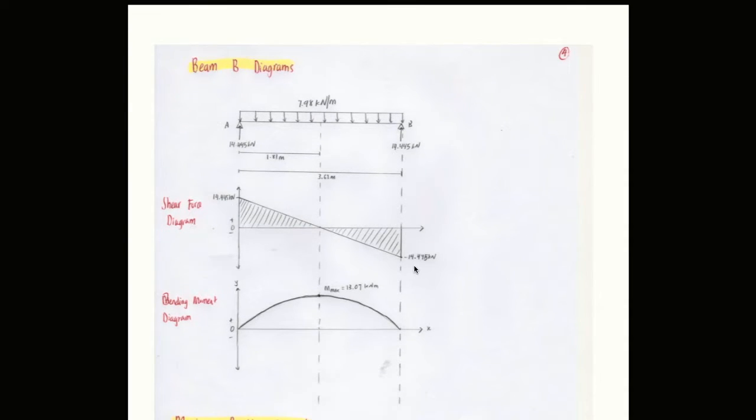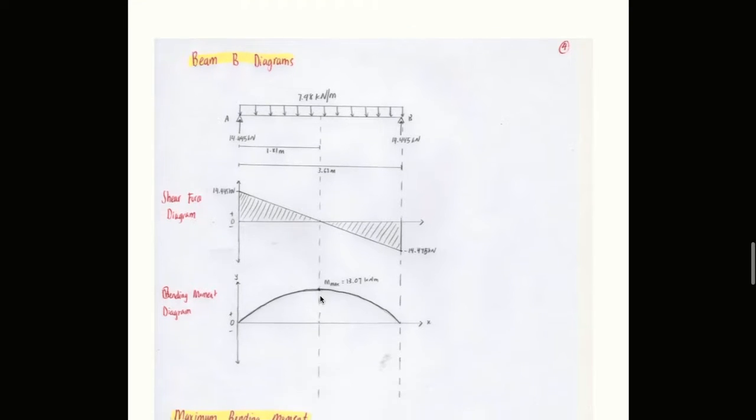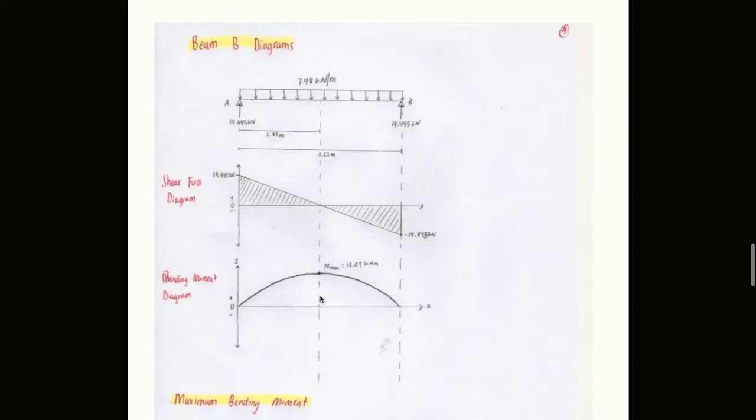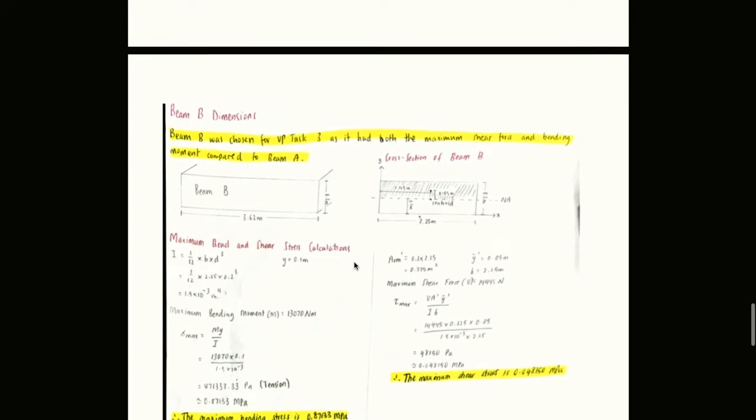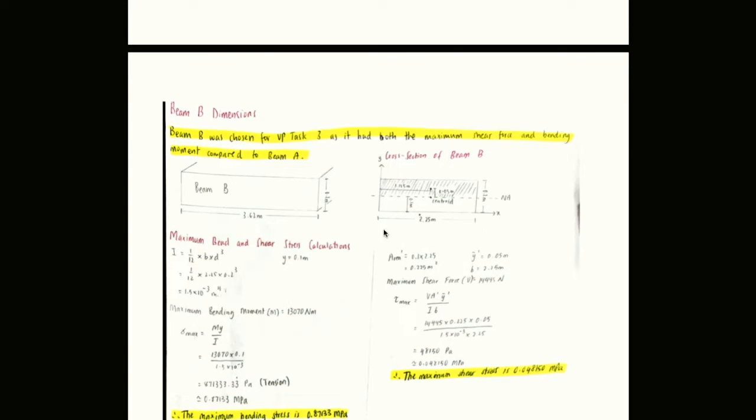14.445 kilonewtons at the start and end of the beam, whilst the max bending moment was at the center again with 13.07 kilonewton meters. We had to choose the beam with the largest shear force and bending moment for VP Task 3, hence why I chose beam B to analyze. All my calculations were converted to newtons and meters to make sure things were less complicated.